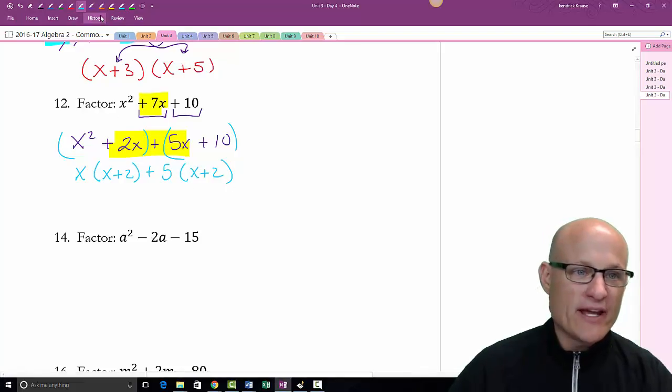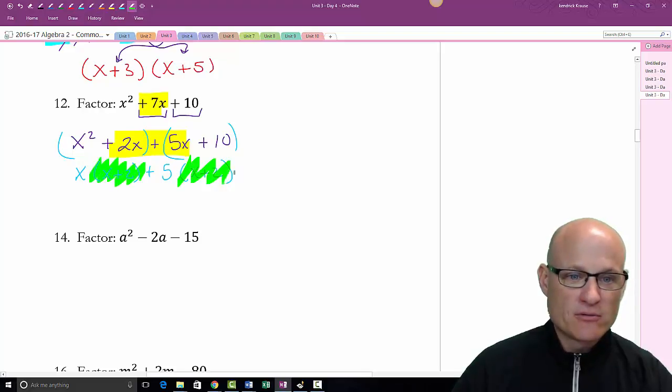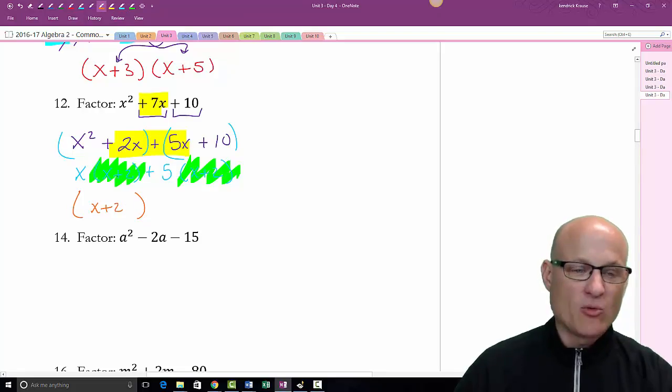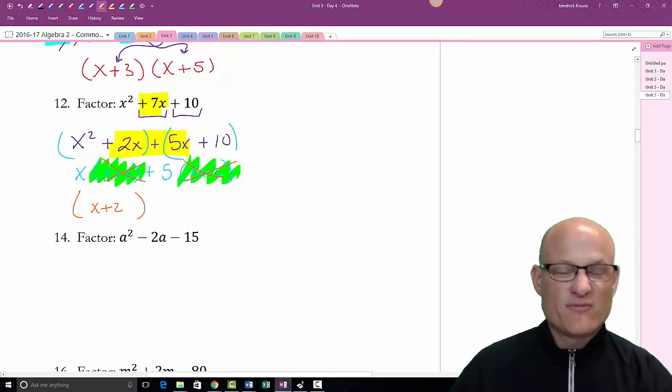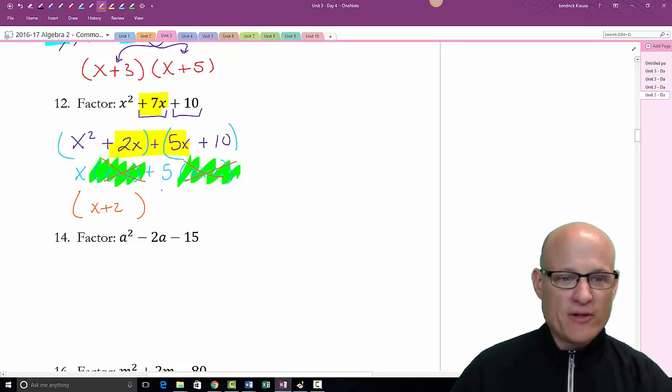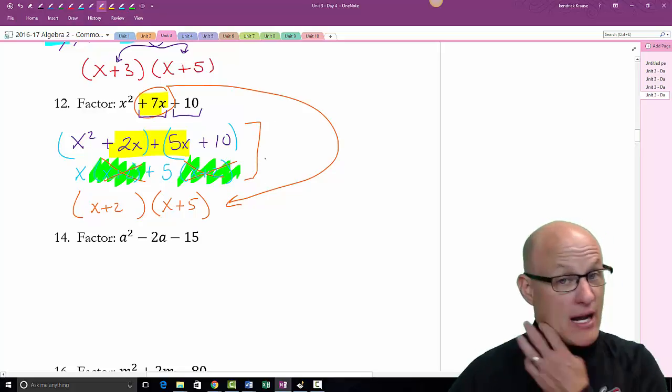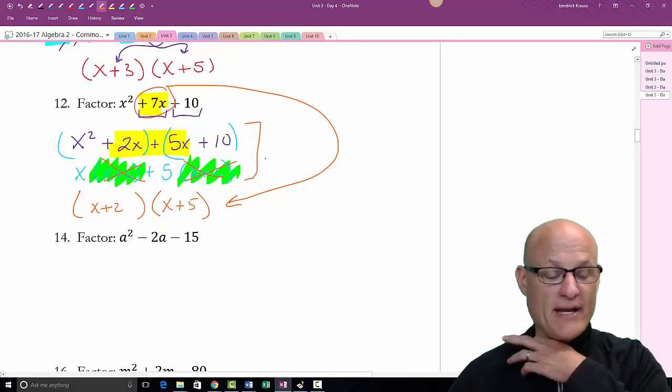All right, what do they have in common? Well, they both have an x plus 2. So if I take that x plus 2 out, that becomes my first set of parentheses. I'm just taking it away from both of them, factoring out the GCF. I'm left with x plus 5. Now, most of you are just going to say, oh, 5 times 2 is 10. Boom, done. But these in-between steps, when the problems get harder, will help many kids.